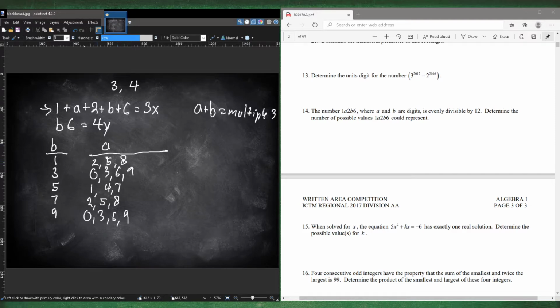Okay, so how many possibilities are there? We'll just count them. 1, 2, 3, 4, 5, 6, 7, 8, 9, 10, 11, 12, 13, 14, 15, 16, 17. So there's 17 combinations, so that's your answer for number 14.